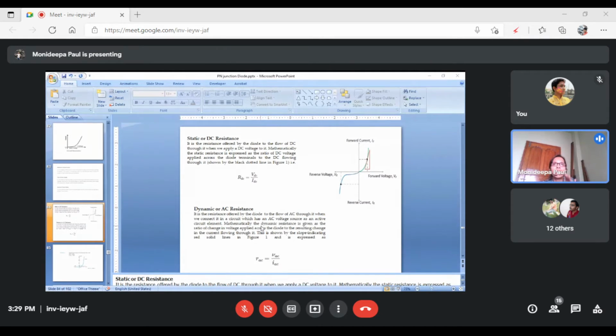So when we measure the AC resistance, instead of using a particular voltage, we use the change of voltage. For a certain change of voltage, we see how much the current changes in the output circuit of the diode. The ratio of this voltage change to current change is known as the AC resistance, and this is called dynamic resistance. Is it clear for everyone or any doubt?